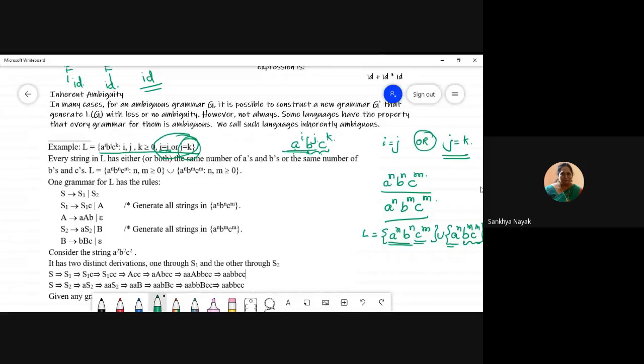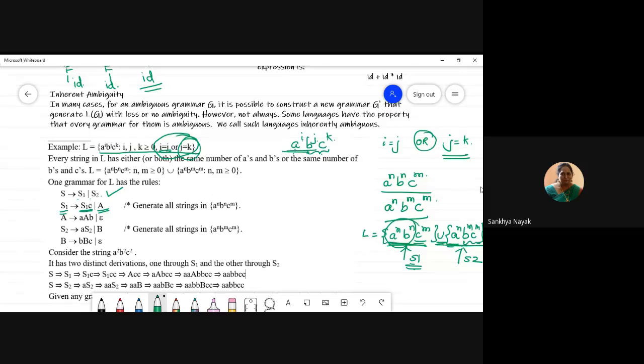So how do we write the grammar for this? Because it's a union of two, you can say S derives S1 or S2. Let us call these S1 and S2. Union is OR, isn't it? So S1 or S2. Now what about S1? We know how to derive the grammar for a^n b^n, so we say S1 derives S1C or A.